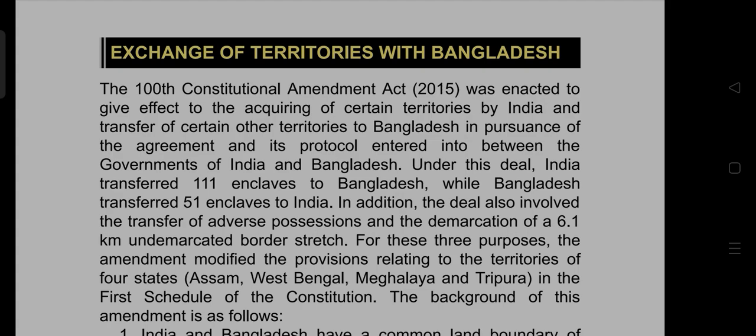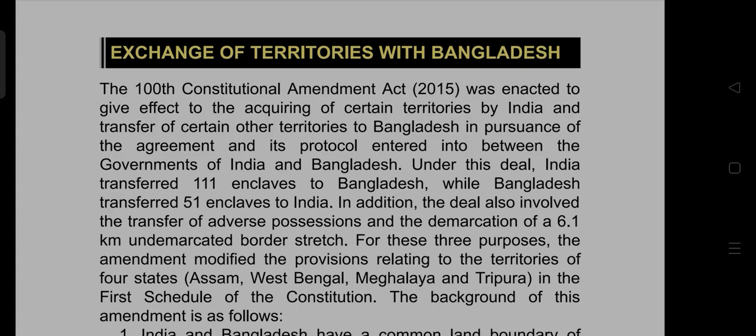Under this deal, India transferred 111 enclaves to Bangladesh, while Bangladesh transferred 51 enclaves to India. In addition, the deal involved the transfer of adverse possessions and the demarcation of a 6.1 kilometer undemarcated border stretch. For this purpose, the amendment modified the provisions related to the territories of four states, Assam, West Bengal, Meghalaya, and Tripura, in the First Schedule of the Constitution.